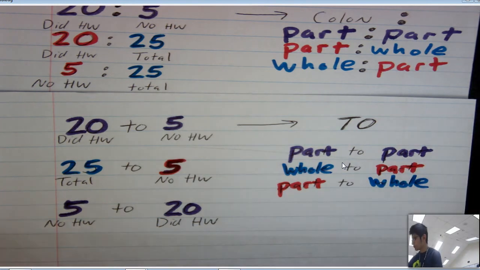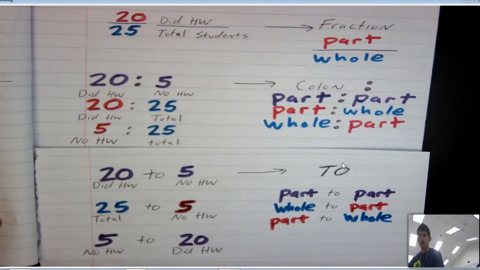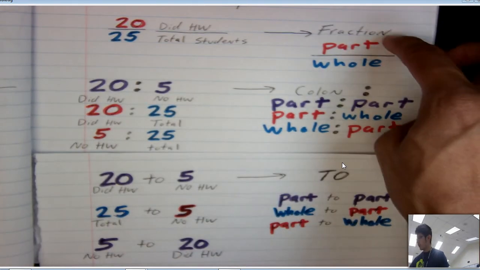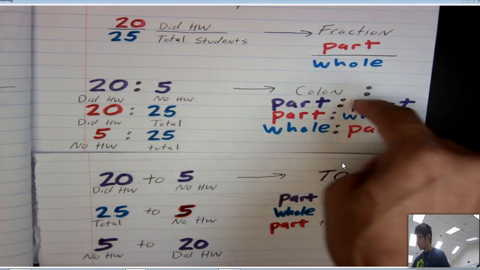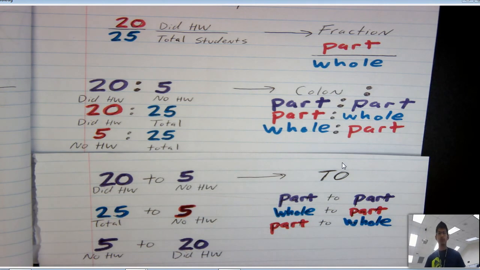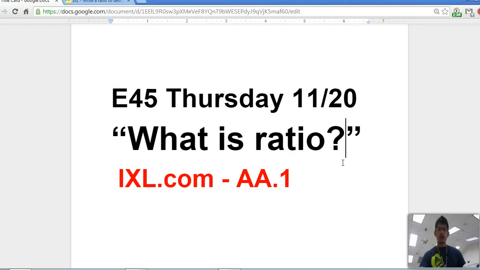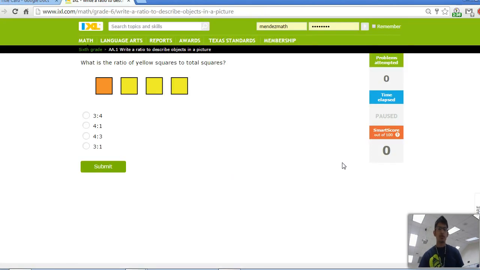So what I want you to get out of this video is that there's 3 ways to write a ratio. You can write a ratio using a fraction, which does a part to a whole. You can use it using a colon, which does these 3 different ways, or the word to. And if you want to get some practice at home or at the library, wherever you are on these ratios, go to ixl.com, AA1. And here's an example of what it would look like.